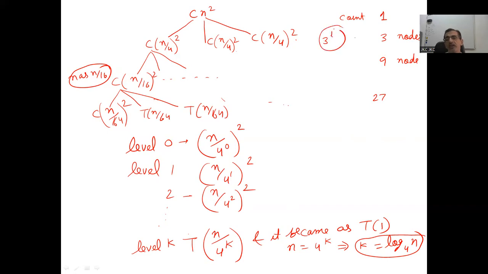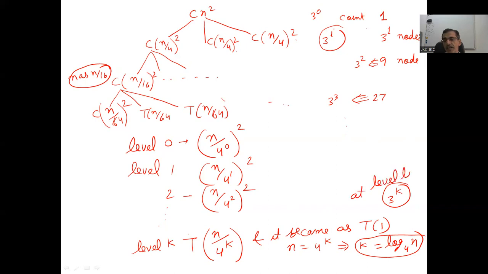Level 0, 3 raised to 0. This is 3 raised to 0. This is 3 raised to 1. 9 is equivalent to saying 3 raised to 2. This is equivalent to saying 3 raised to 3. Similarly, at level k, it will be 3 raised to k at the leaf.